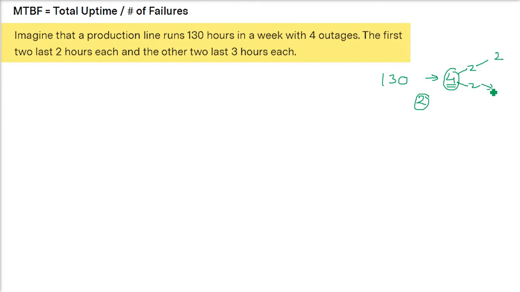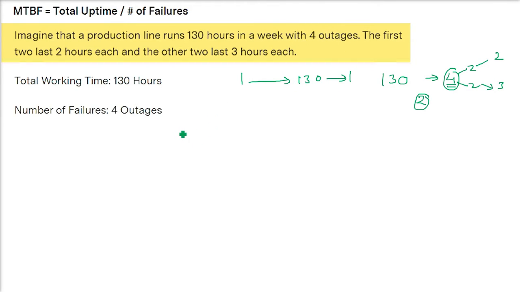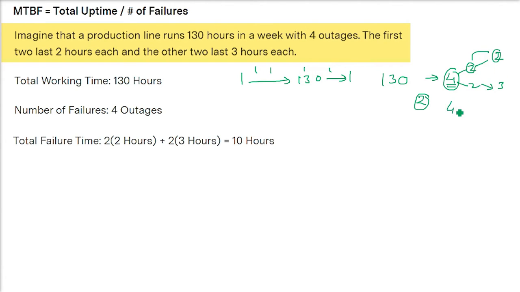So now let us find out the MTBF. So 130 hours is the total working time from the start to end. It is being said that all 4 outages are there. 2 for 2 hours, 2 for 3 hours. The total outage time is 2 into 2, that is 4 hours, and 2 into 3, that is 6 hours. Add them, you get 10 hours. So this is the time where the system didn't perform. It was not well. Okay.